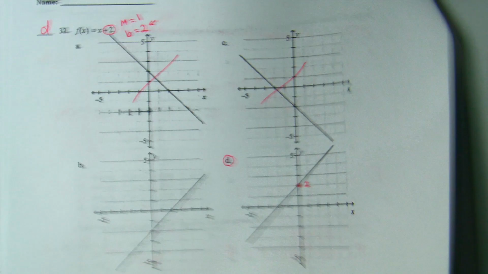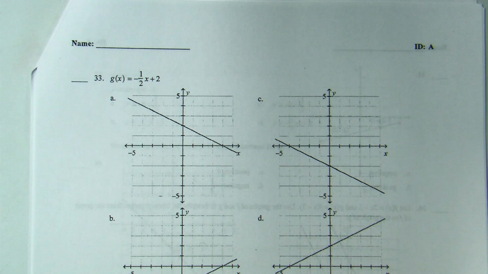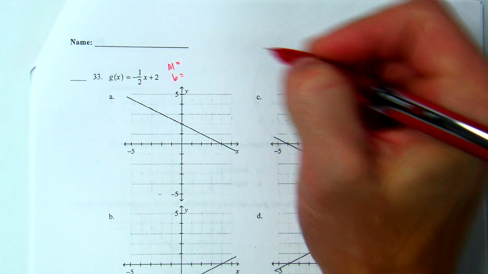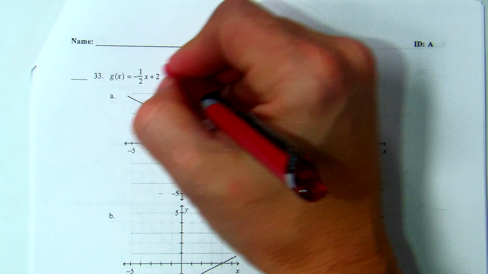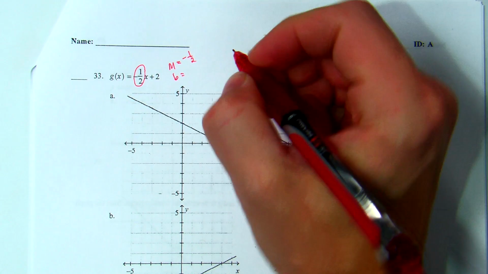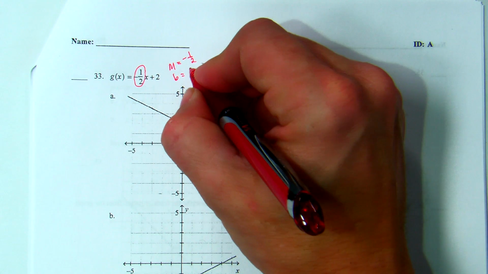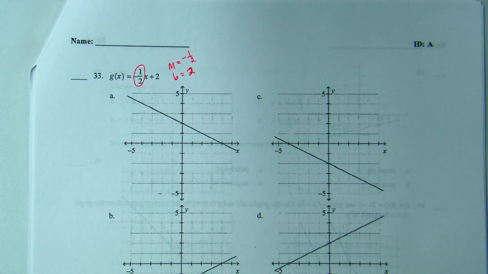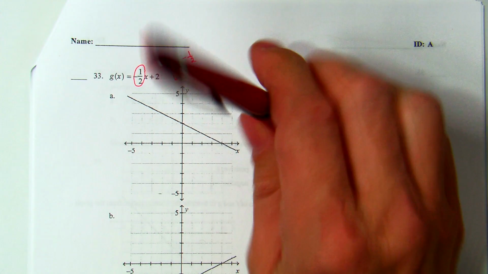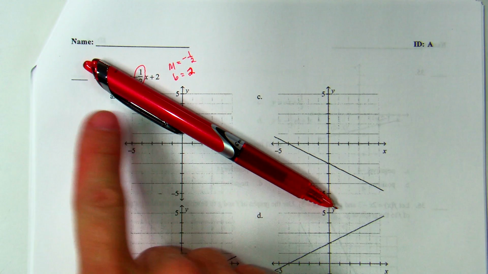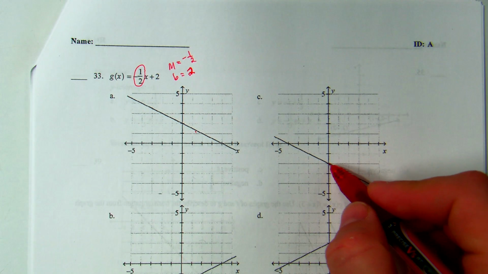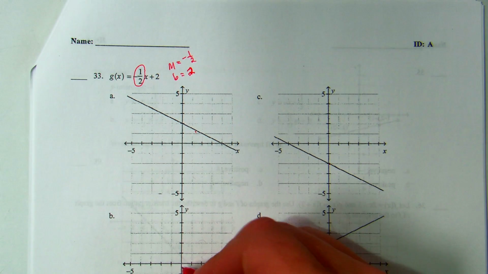All right, let's move to 33. This one, again, I'm going to pull out the slope, and I'm going to pull out the y-intercept. The slope is everything in front of x, including the sign. It's a negative 1/2. The y-intercept, on this one again, is a positive 2. So I'm looking for something that crosses the y-axis at 2. That's going in the negative direction, which means from left to right, it's going down. So I'm looking for either A or C, because those are the only 2 negative ones.